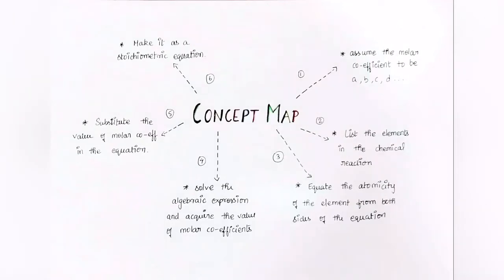And the fourth step would be to solve the algebraic expression. By solving it, we acquire the value of the molar coefficients. And the fifth step is to substitute the value of the molar coefficients in the equation. After substituting the values of the molar coefficients in the equation, we get a balanced equation. And the final step is to make it a stoichiometric equation. And finally, the required balanced equation has been found.